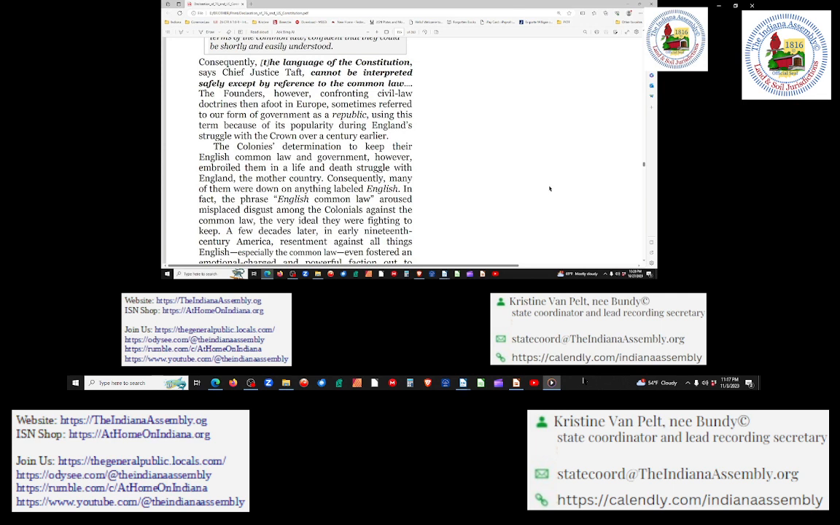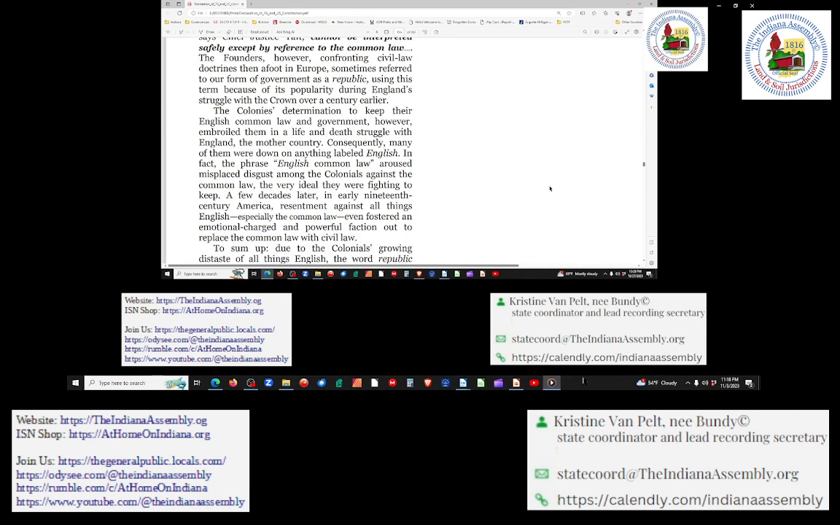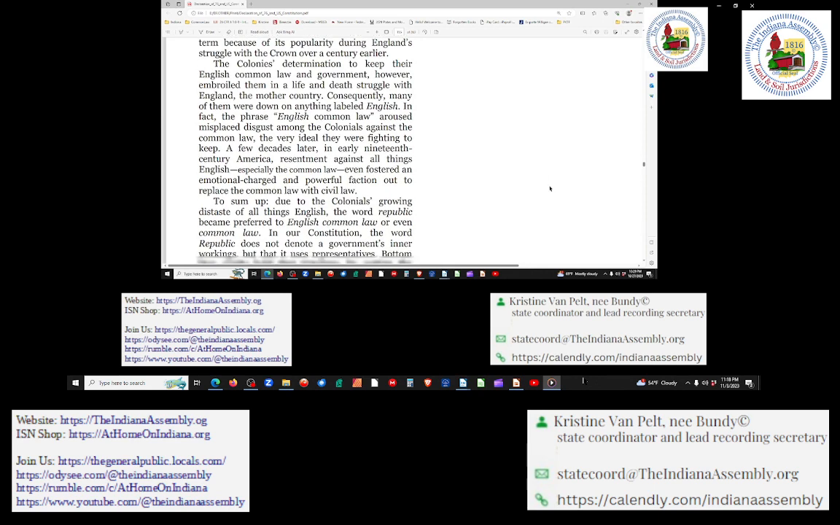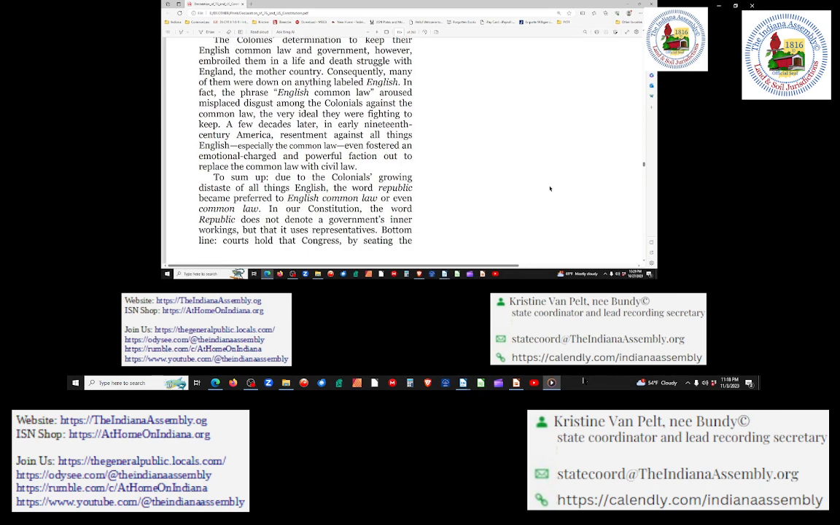The founders, however, confronting civil law doctrines then afoot in Europe, sometimes referred to our form of government as a republic, using this term because of its popularity during England's struggle with the crown over a century earlier. The colonies' determination to keep their English common law and government, however, embroiled them in a life and death struggle with England, the mother country. Consequently, many of them were down on anything labeled English. In fact, the phrase English common law aroused misplaced disgust among the colonials against the common law, the very ideal they were fighting to keep.